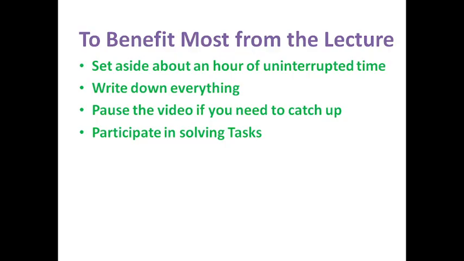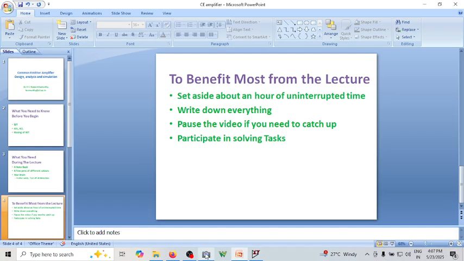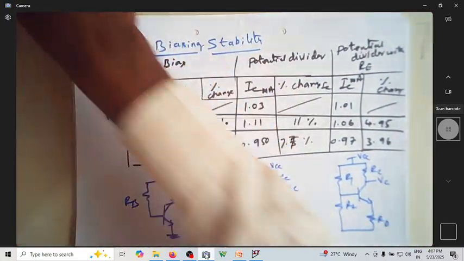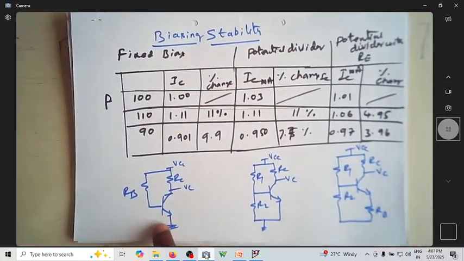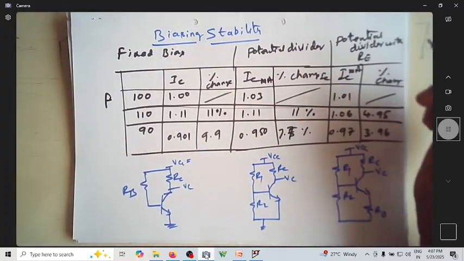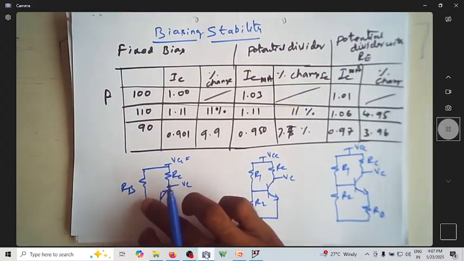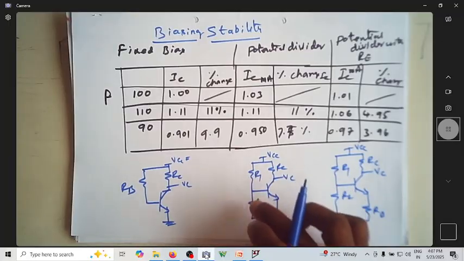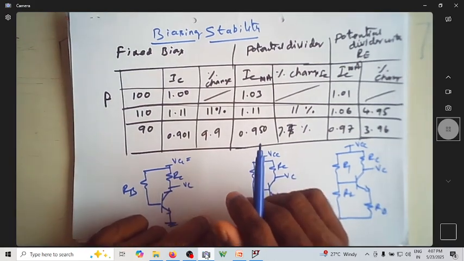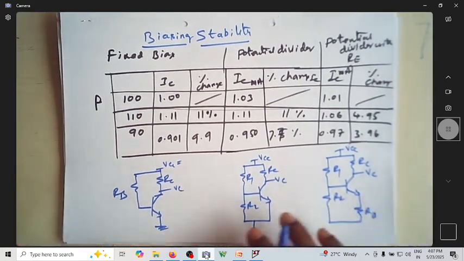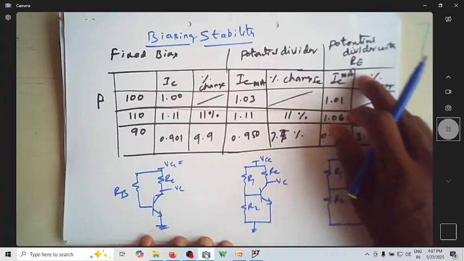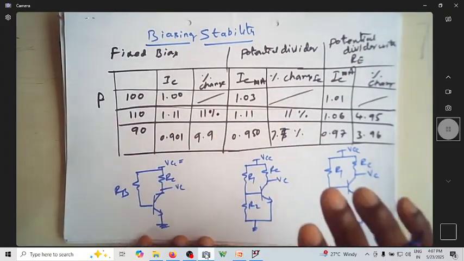With this background, what I did here is take this circuit, took VCC as in the previous example. I took the same values of RC, RB, R1, R2, RE. Because I want to see whether this circuit with the potential divider with emitter degeneration is the most stable among all of them.